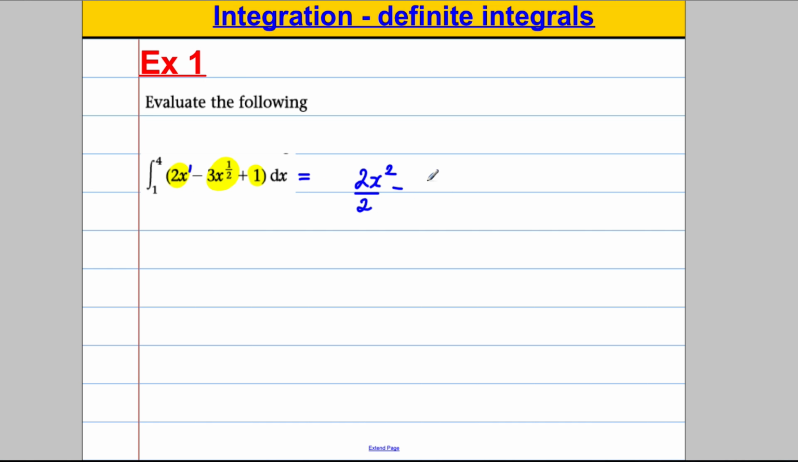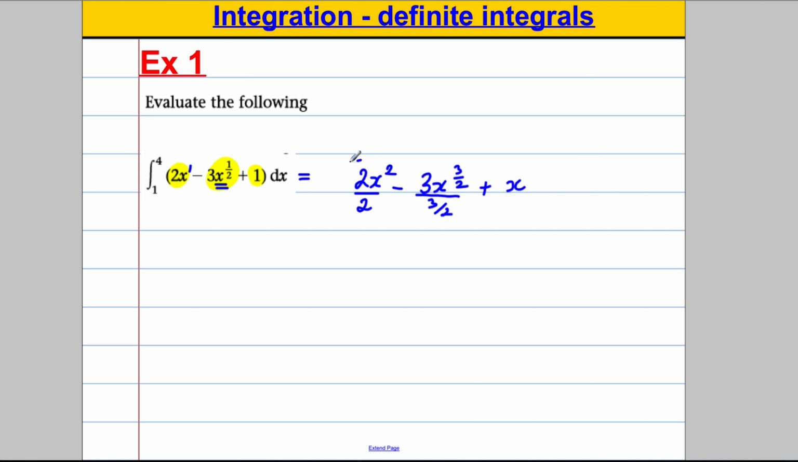Subtract. Increase this by the power of 1, so we're going to have 3x to the 3 over 2 and divide by the 3 over 2. And this here is really x to the power of 0, so we're going to get here plus x. Now we're not going to bother putting in plus c like we used to do with indefinite integrals. We're going to just forget about that now because we know it disappears.